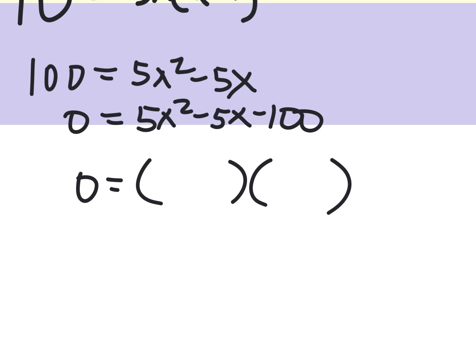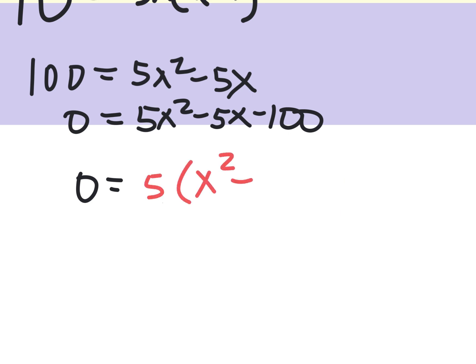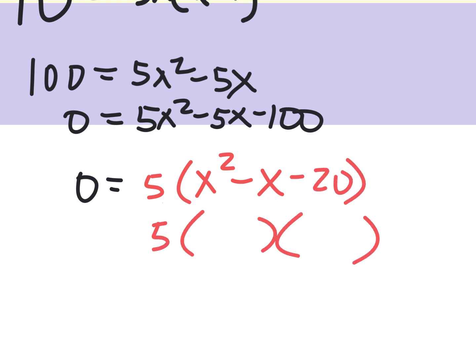Excellent, I like that idea. 5 comes out. And then I have x squared minus x minus 20. And then what'd you do? Perfect. You have found 4 things by doing that.